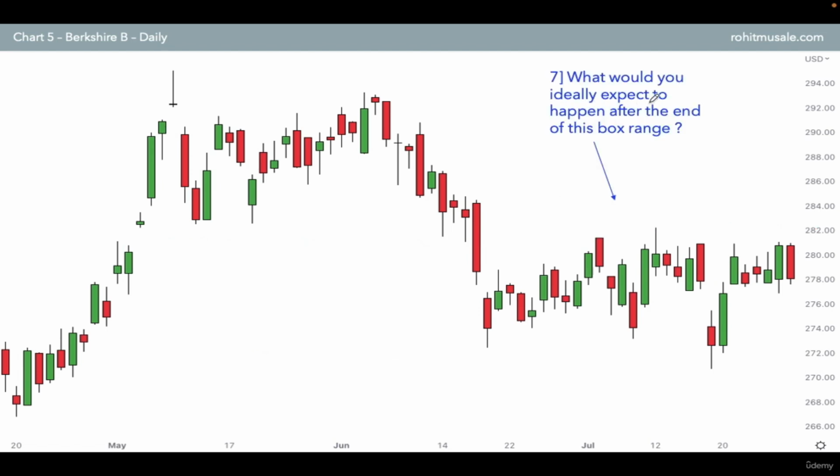What would you ideally expect to happen after the end of a box range? So remember the concept I taught you. If the price is coming down, then goes the box range, and the price goes down. Okay, that's the ideal movement. Or if the price is going up, then you see a box range, and then the price continues to go up. So this trend resembles the prior trend before the box range. So in this case, the price is coming down, it goes into a box range. So ideally, we would expect the price to go down after the box range ends.